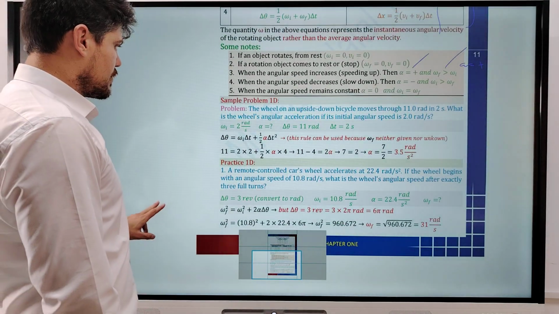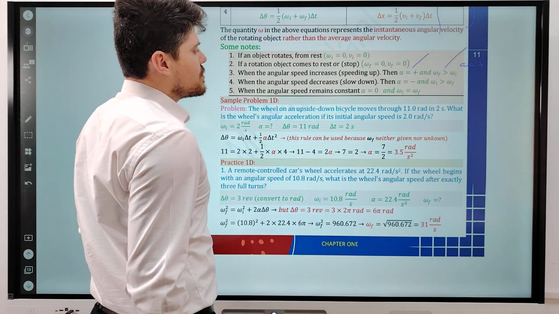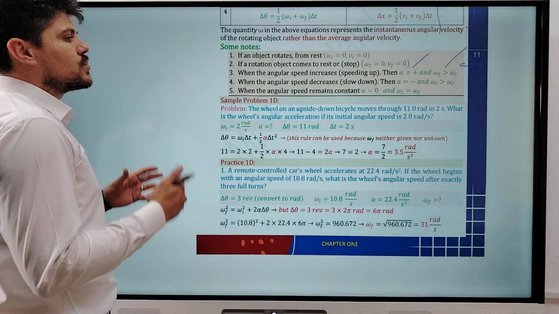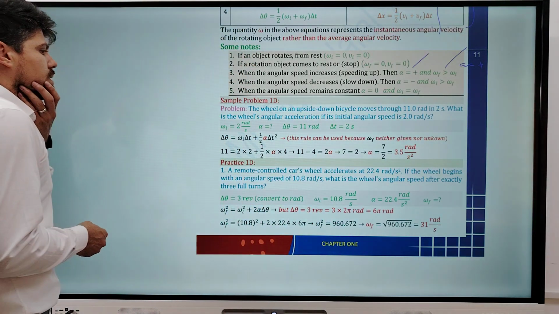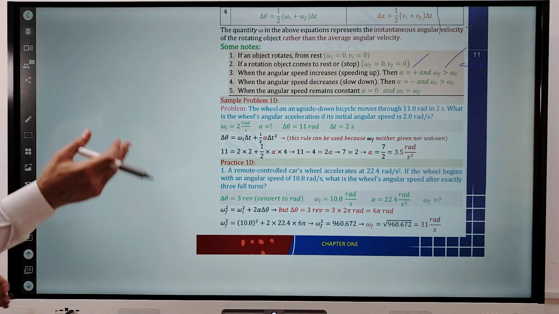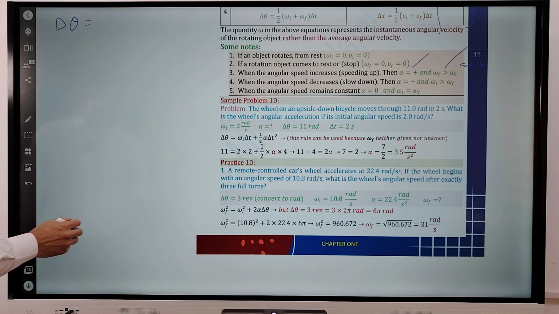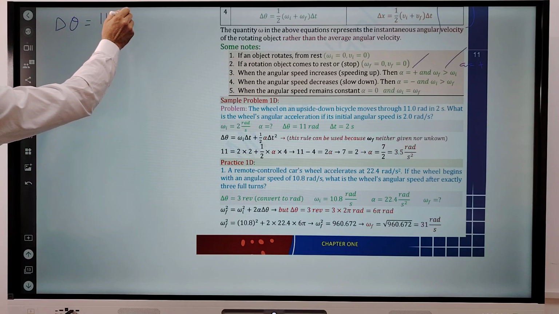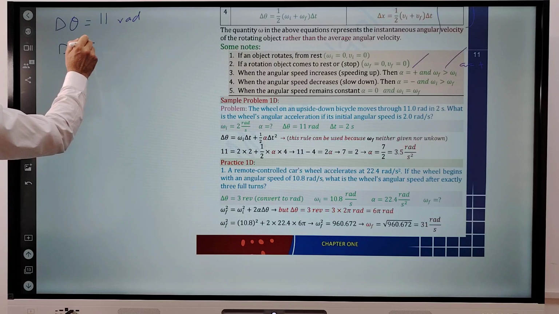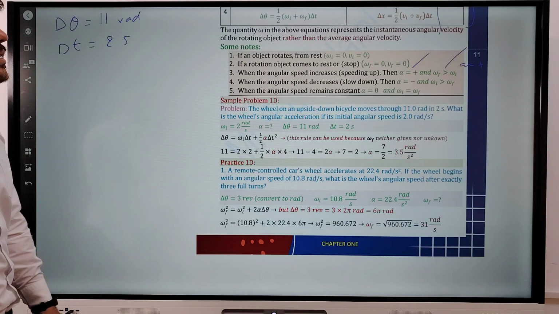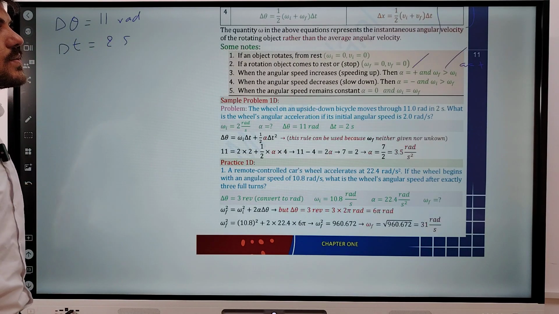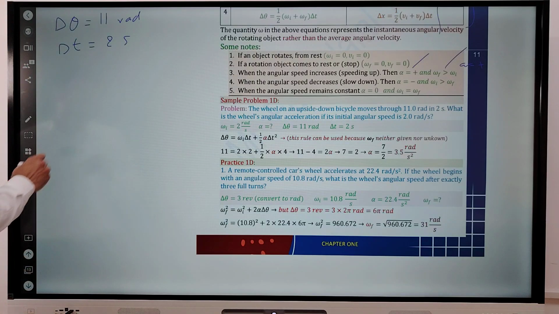Sample problem. The wheel on an upside down bicycle moves through 11 rad in 2 seconds. So what is this? 11 rad in 2 seconds. It means that delta theta was given, 11 rad. T was also given, 2 seconds. What is the wheel's angular acceleration if its initial angular speed is 2 rad per second?